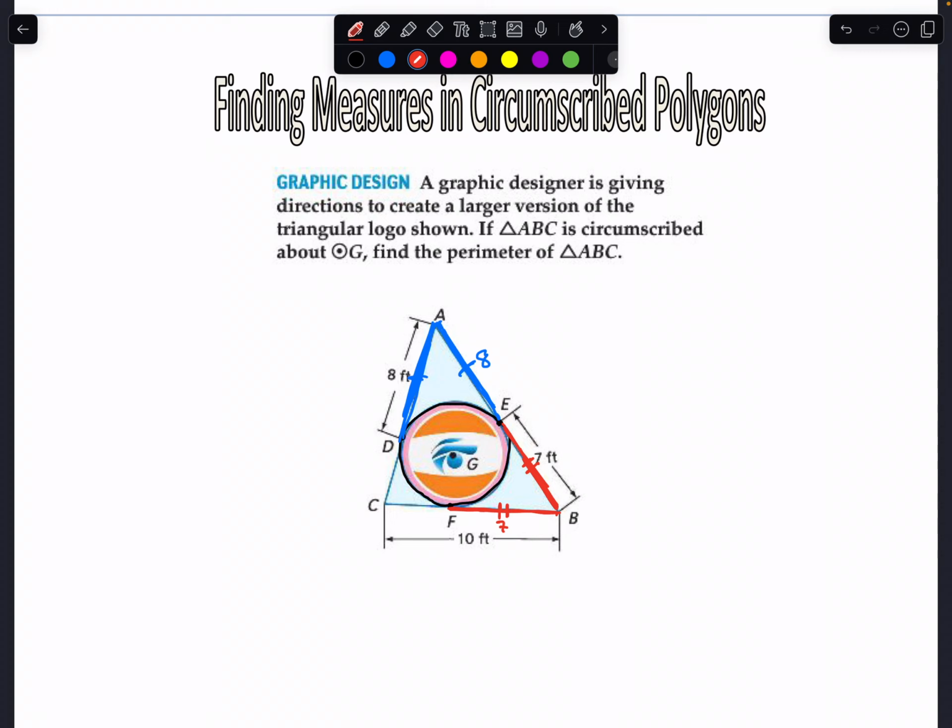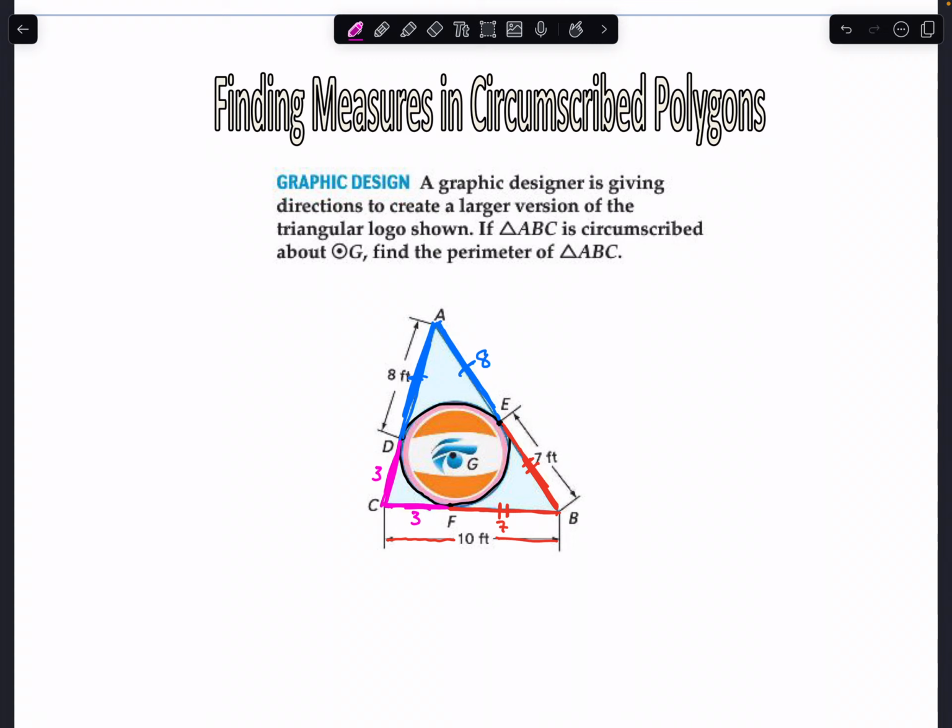If the full length is 10, we know by default, I'll do a different color. Let's see. We'll do it in pink. I know by default that what's left over is 3. This length is 3. And since these both are tangent, that means that they're both equal to 3.